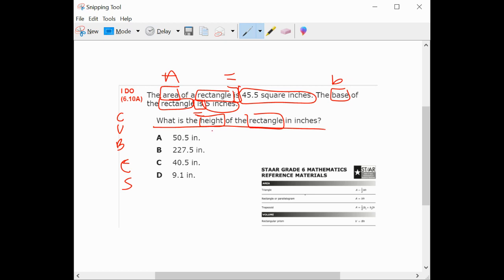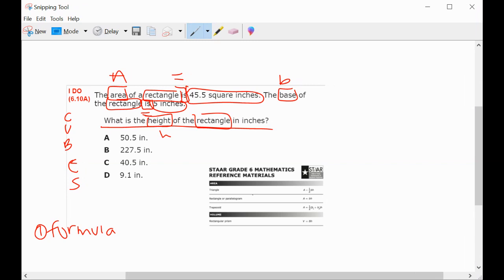And you know what? This information is a little bit confusing because it's all scrambled up. So my first step again is to find the formula. That will help organize my information. So let's see. I know I'm looking for area of a rectangle. Well, that means if I go to my star reference chart, I'm not looking for a triangle. I'm not looking for a trapezoid or a rectangular prism. I need to make sure I find the one that says rectangle or parallelogram under area. So I know that my formula is going to be A equals BH.